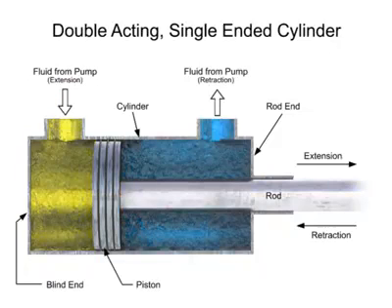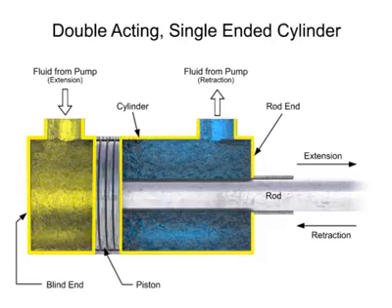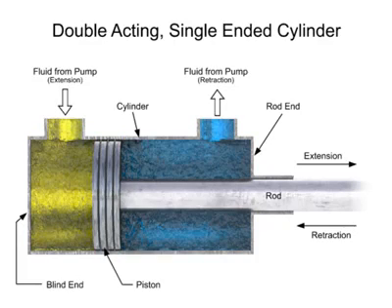A double-acting cylinder is a cylinder in which fluid acts on both sides of the piston. This type of cylinder can produce linear motion in two directions. A double-acting cylinder has two fluid ports, one on the blind end and one on the rod end.